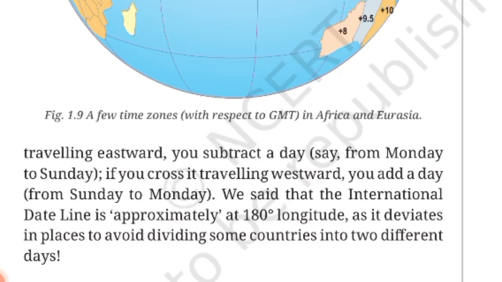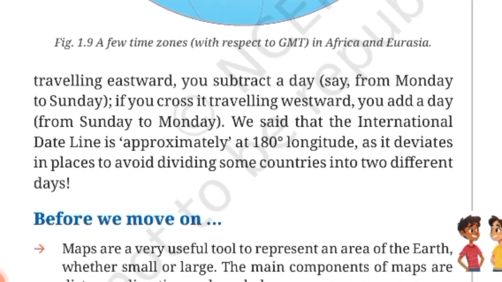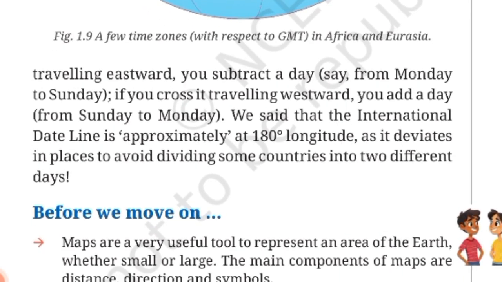We said that the international date line is approximately at 180 degree longitude, as it deviates in places to avoid dividing some countries into two different days.